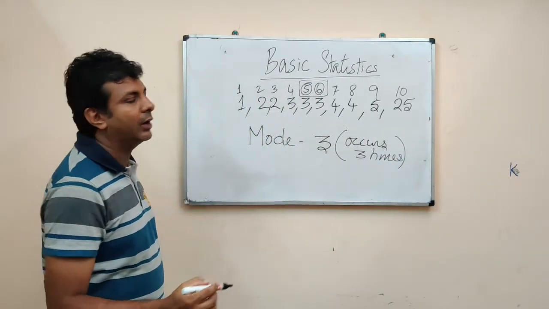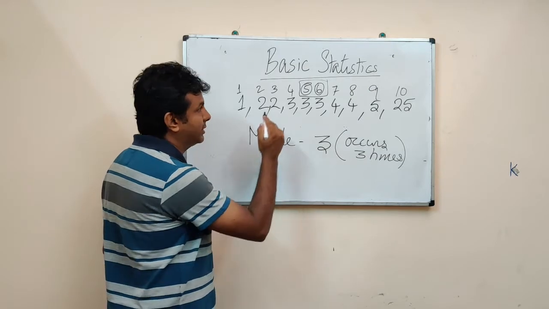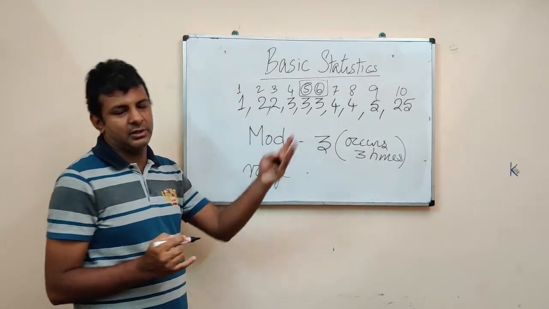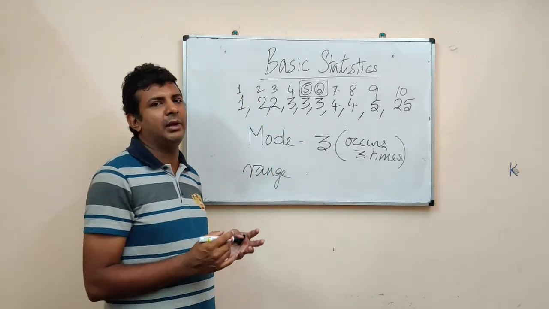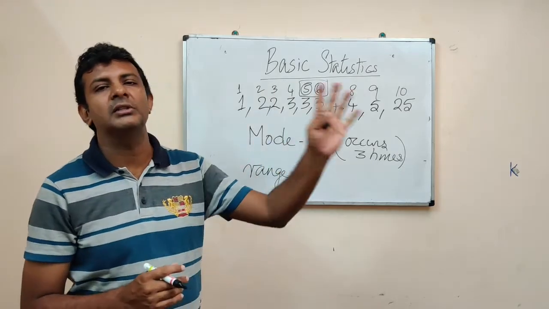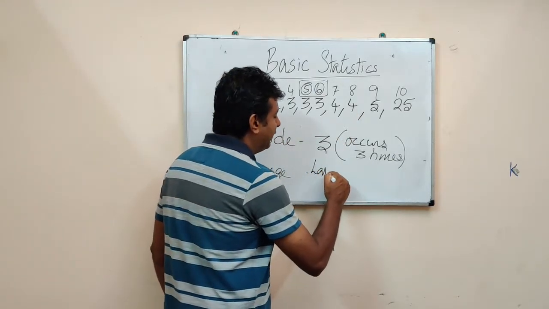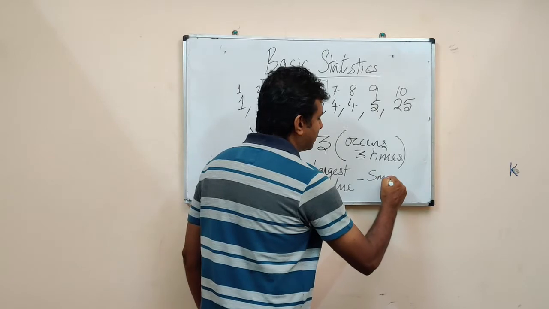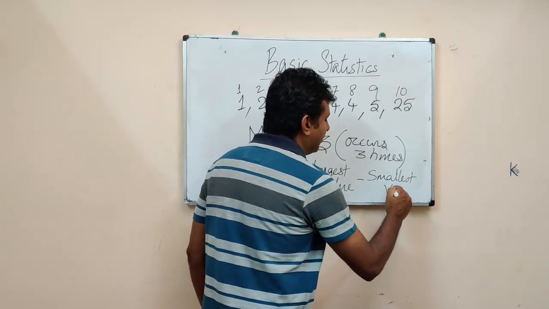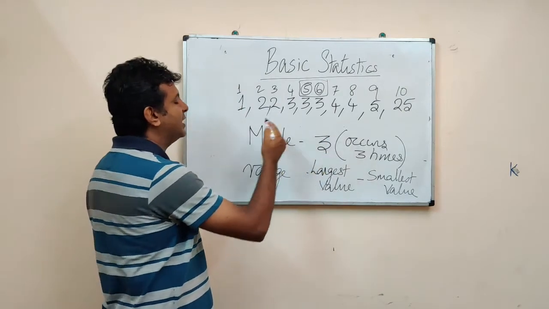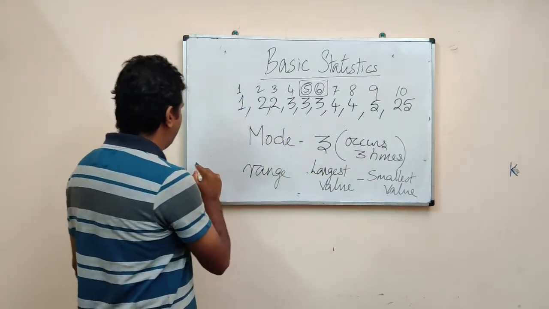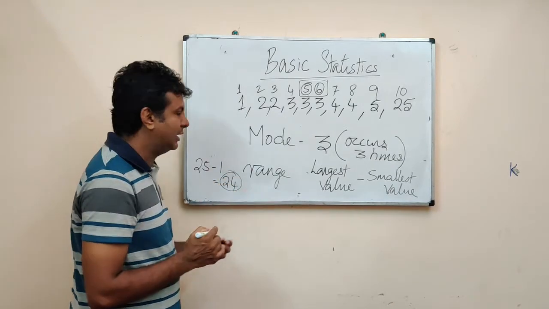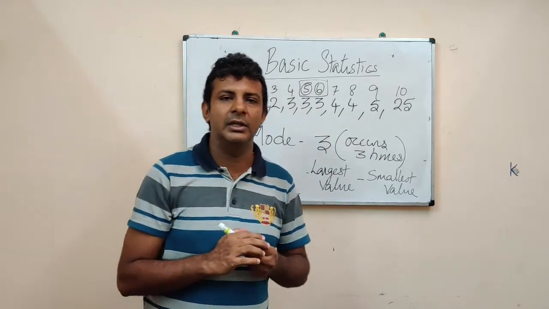And finally, we look at one more basic statistics measure, which is called range. The range of this set basically means the difference between the smallest and the largest value. It is the largest value minus the smallest value. In this case, it is 25 minus 1, that is 24. So the range of the series is 24 and the mode of the series is 3.